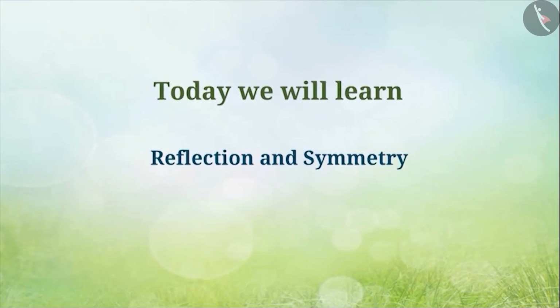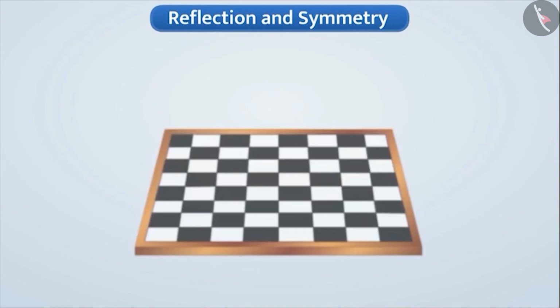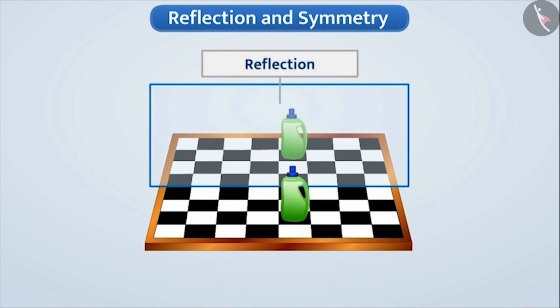Today, we will learn reflection and symmetry. Look here. There is a mirror line in the center of the chessboard. Suppose we place an object in front of the mirror, we will see its reflection in the mirror. Here, we have placed the object in the third square from the mirror, and we can see that the reflection of the object visible in the mirror is also placed in the third square from the mirror.